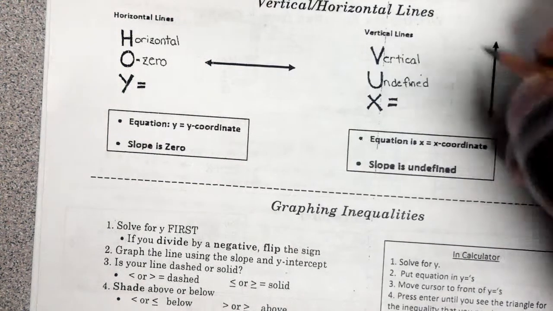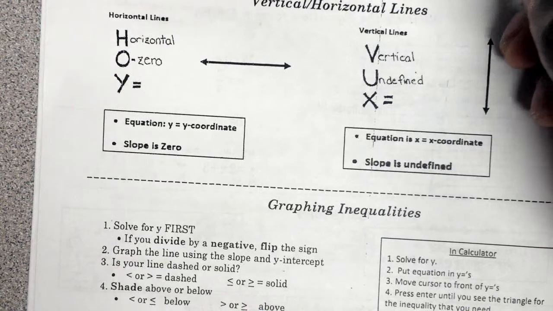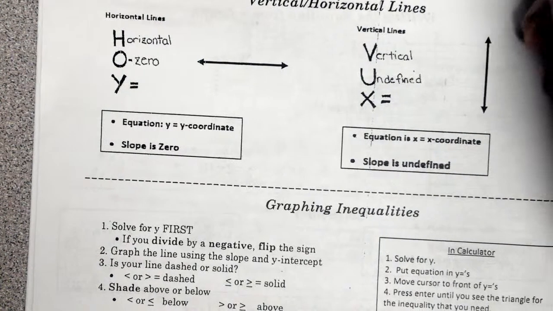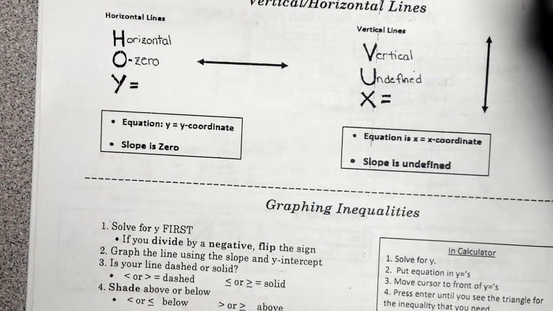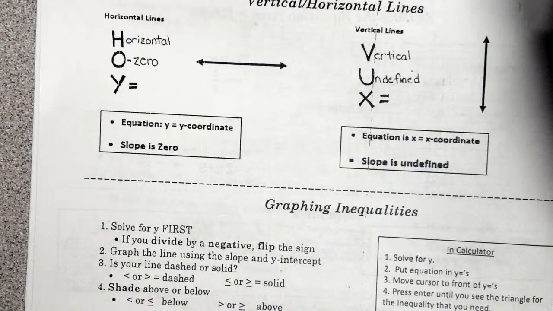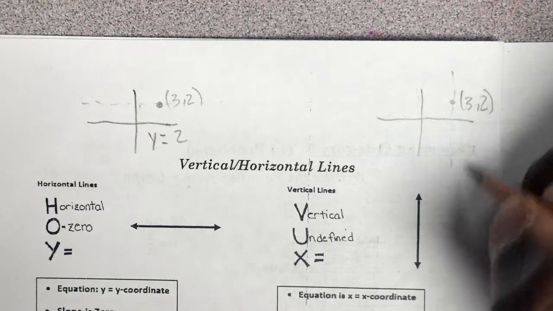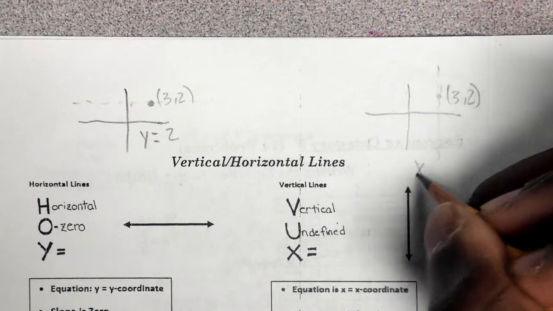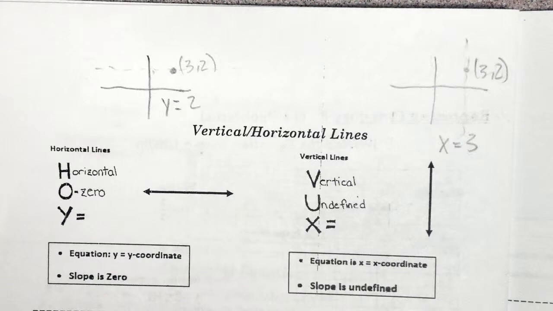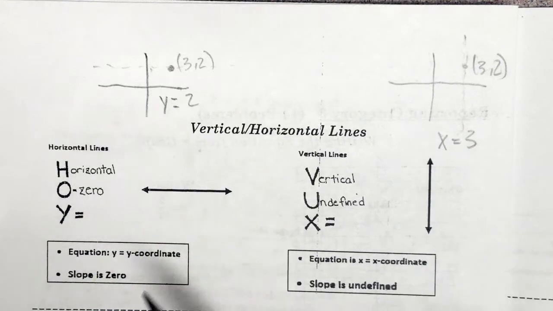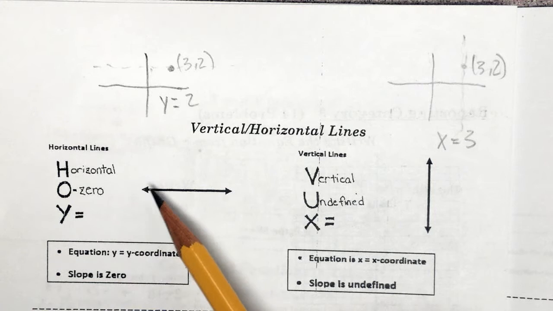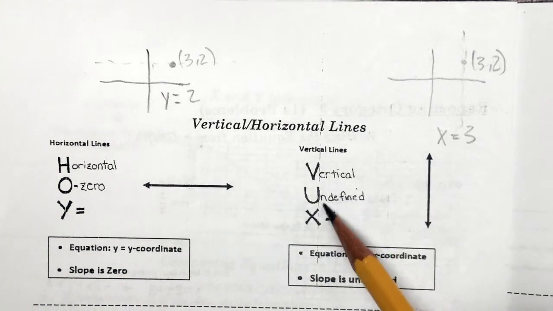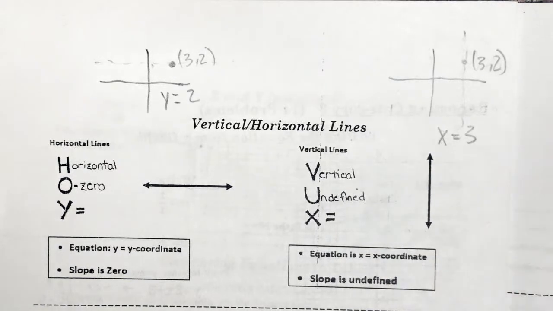That's the y value. For a vertical line, say if I had that same graph, same point, vertical line going through that point, it's going to be x equals the x value of that point. Slope is 0 on horizontal. You can walk on a horizontal line, but it's not going up or down. You cannot walk on a vertical line, so it's undefined.